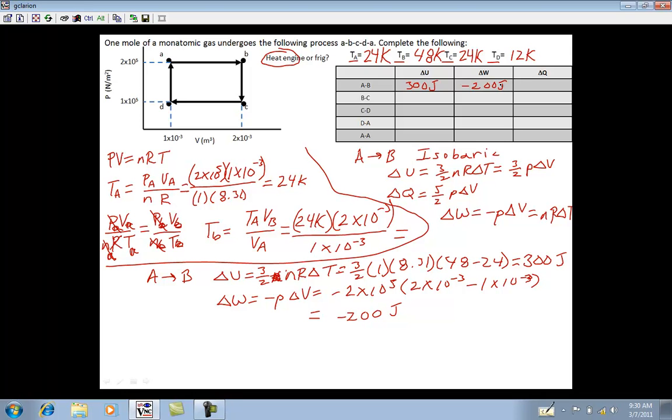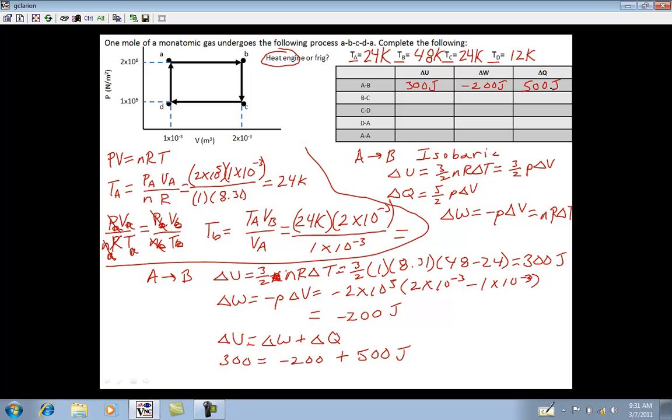Now, delta Q, I can say that's 5/2 P delta V. But I could also use the first law. Delta U is equal to delta W plus delta Q. We already said delta U is 300 joules, and delta W we said is negative 200 joules. So what does delta Q have to be then? 500 joules. Okay, it has to be 500 joules. So that's what we would put in there, 500 joules.